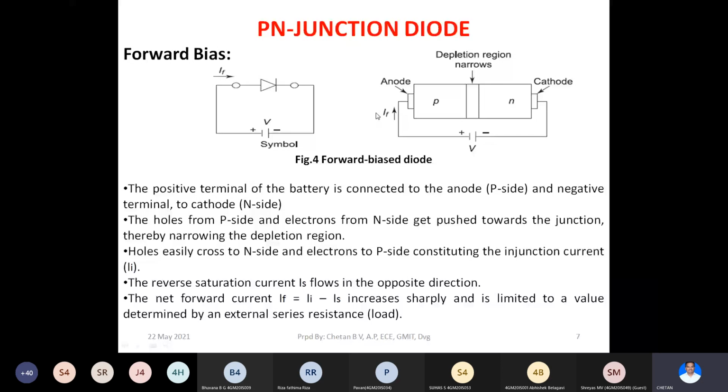So here it is indicated IF, right? So always this IF will be in the direction of the movement of holes, right? So here at the p side, holes are majority carriers, so the holes will move in this direction. And the electrons, which are majority carriers here, will move in this direction. So always this IF, or the direction of this conventional current, will be in the direction of the movement of holes. This is the circuit symbol of this forward biased condition.